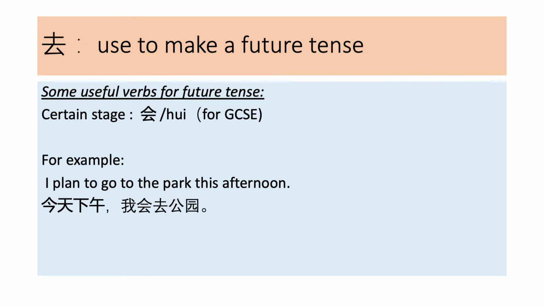And the next stage, I will call the certain stage, which means you already passed the planning stage. It's going to happen, okay? You're quite lucky. In GCSE, you only need to know 会. For example, I will go to the park this afternoon. 今天下午我会去公园. The difference between 会 and the other planning stage verbs is 会 is more certain you're going to go. The other ones are more like a plan to go.